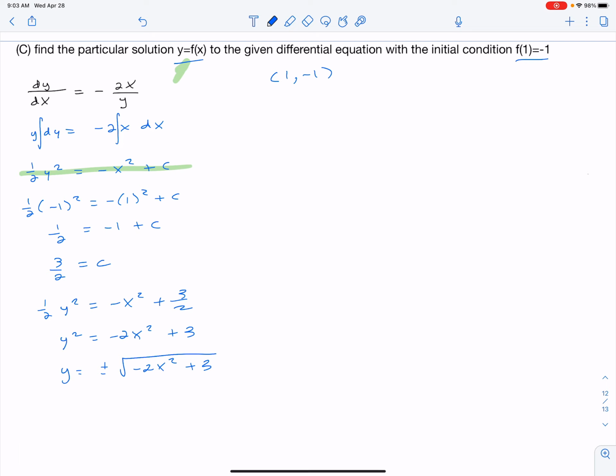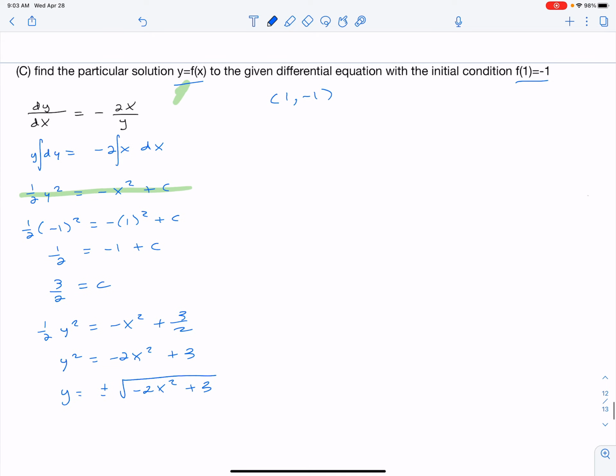Now we got to be careful. This is supposed to be a function, right? This plus or minus thing means that we have two functions. One's the positive function, one's the negative function. We have to make a decision. Are we going to use the positive root or the negative root? Here's how we determine. We look at our initial condition, right? That's the point 1, -1.